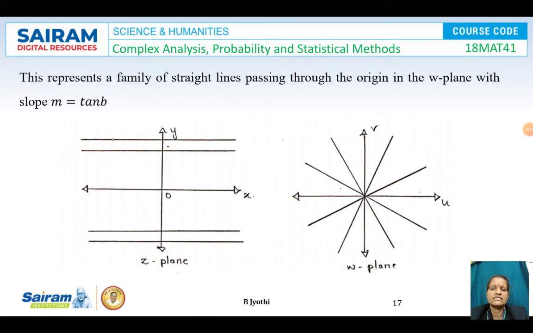So this represents the family of straight lines passing through the origin in the w plane with the slope m is equal to tan b. So we can see here the diagram which has been represented.